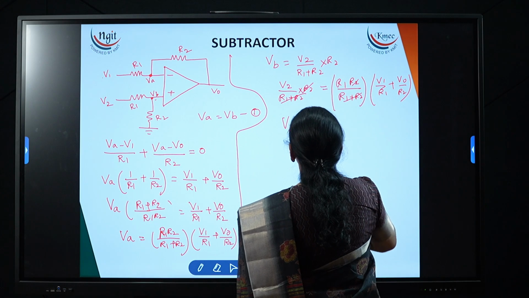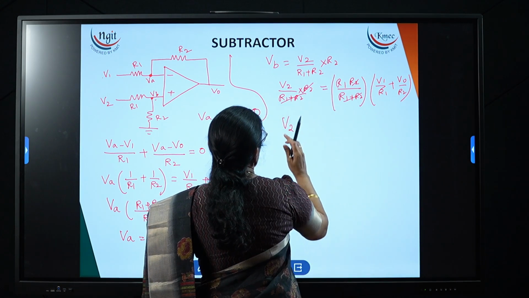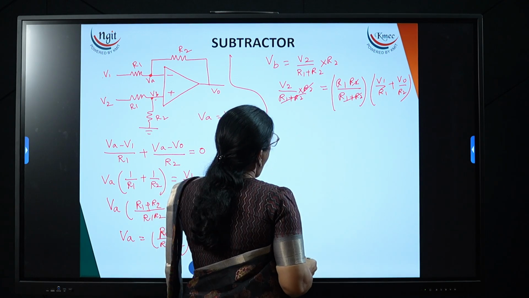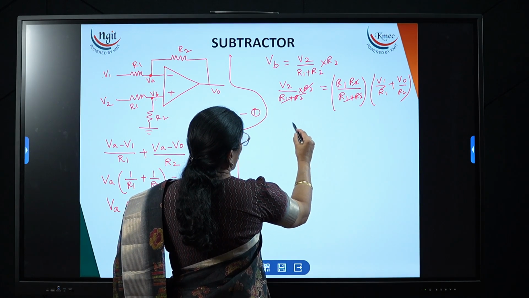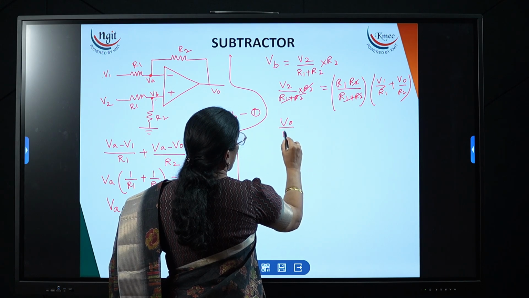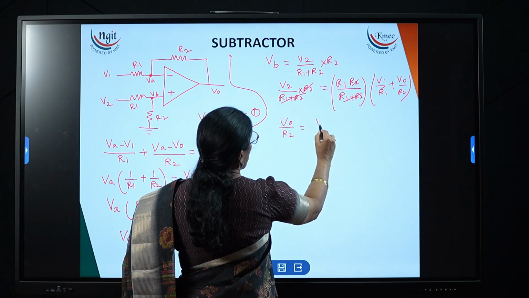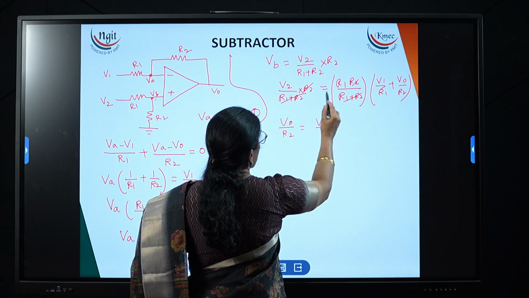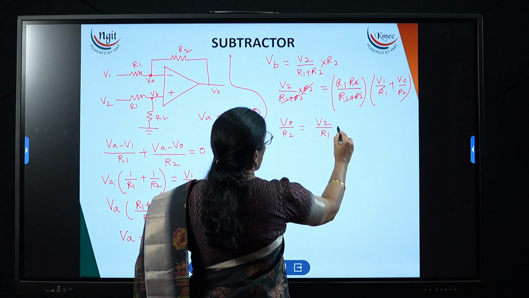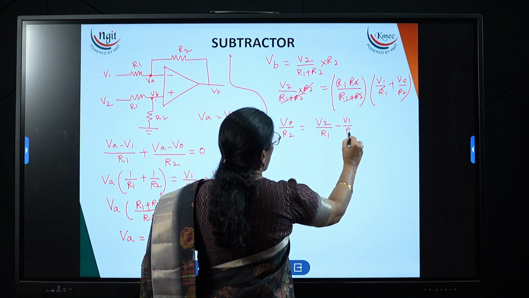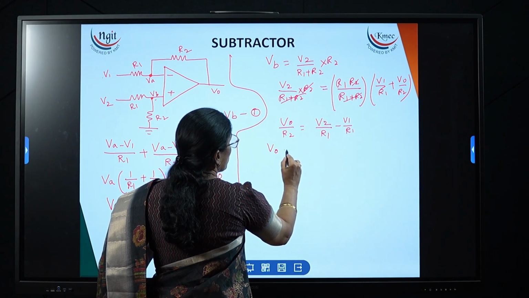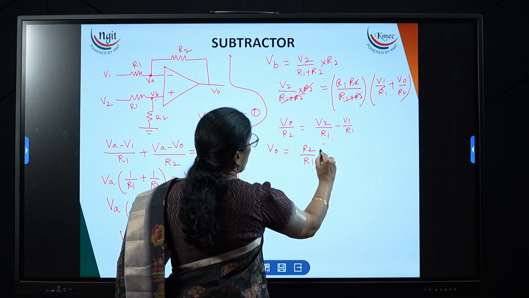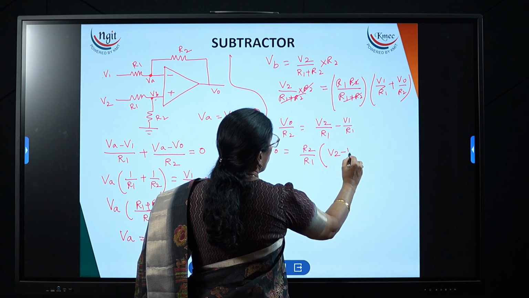Now here we need to write the expression for V0. If I send R1 to this side, V0 divided by R2 is equal to V2 by R1 minus V1 by R1. So V0 is equal to R2 by R1 into (V2 minus V1).